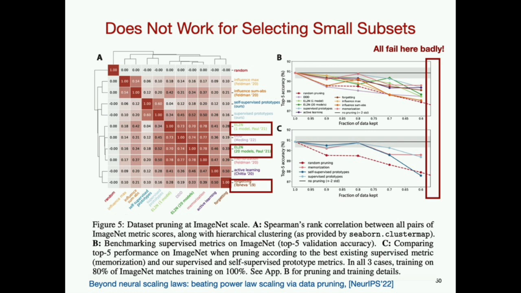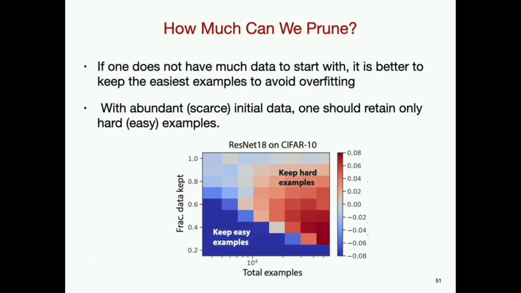Okay. So this is the short message. If we want to use heuristics, if we want to find a very small subset of examples, we should keep the easy ones.